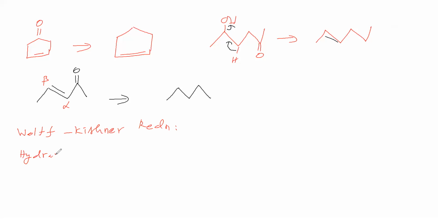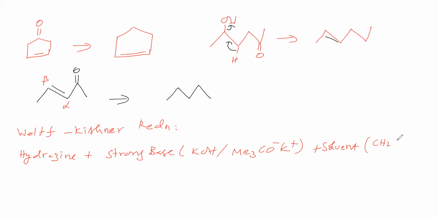The reducing agent is hydrazine plus a strong base. What is the strong base? Potassium hydroxide we can use, otherwise tertiary butoxide you can use. Then the solvent is glycol. The temperature we have to provide is 453 to 473 Kelvin.